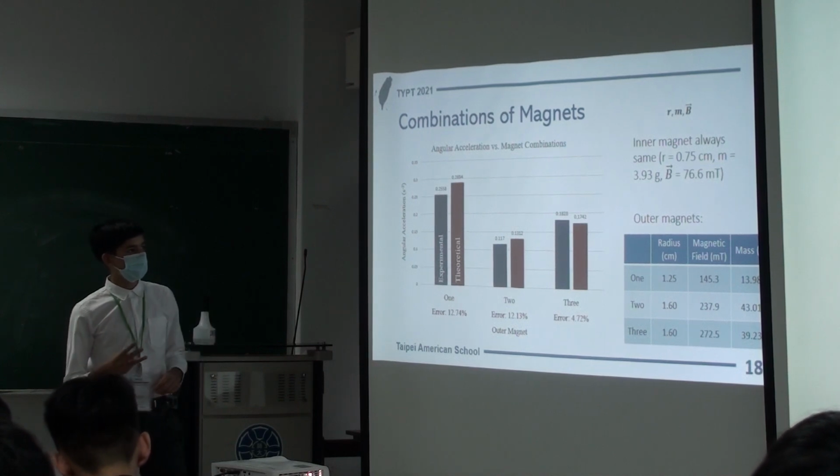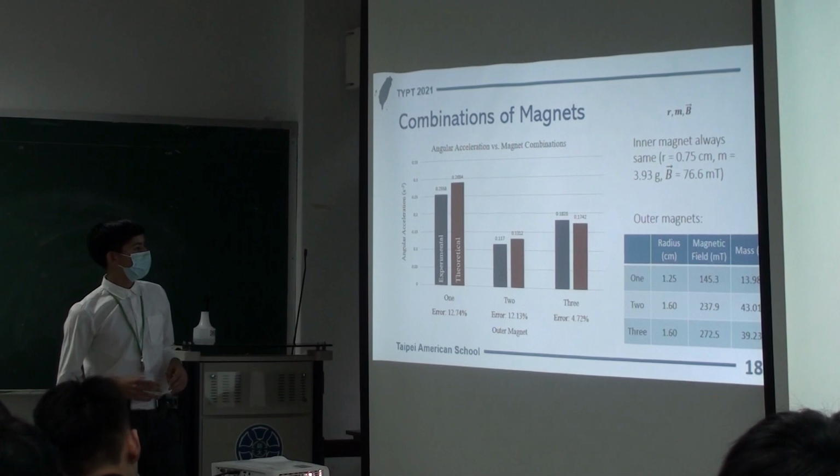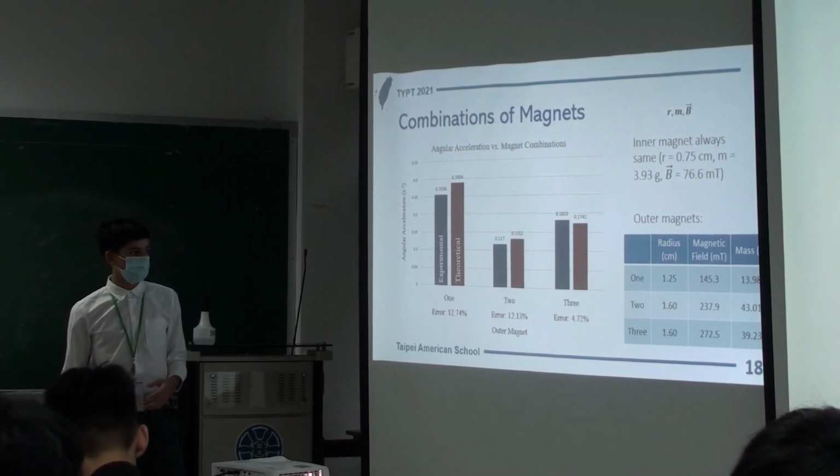We used 3 different inner magnets. The outer magnet stayed the same each time. And so here you can see the comparison between experimental and theoretical. They're all very close.